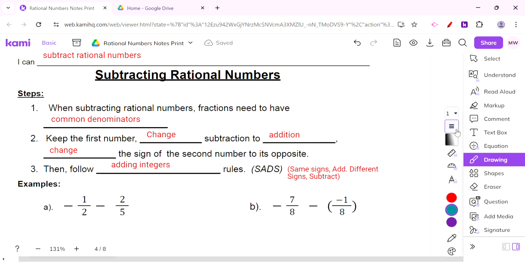So step 1, when subtracting rational numbers, fractions need to have common denominators. Then we are going to keep the first number, change the subtraction to addition, and change the sign of the second number to its opposite. And then you follow the adding integers rules, or SADs: same signs add, different signs subtract.